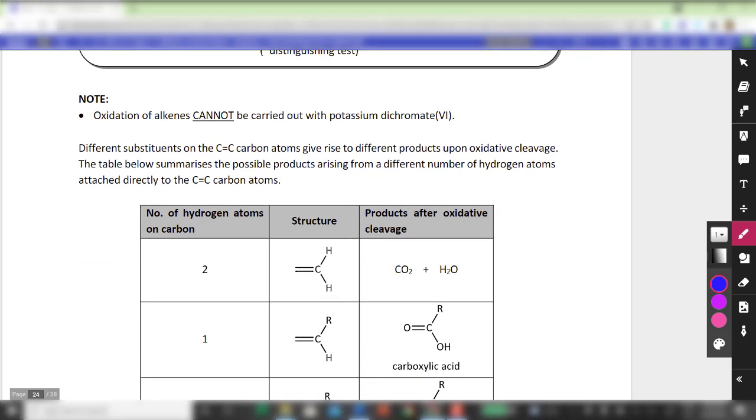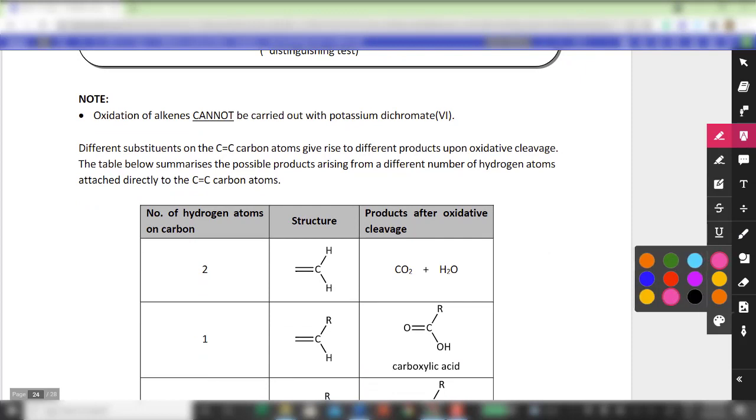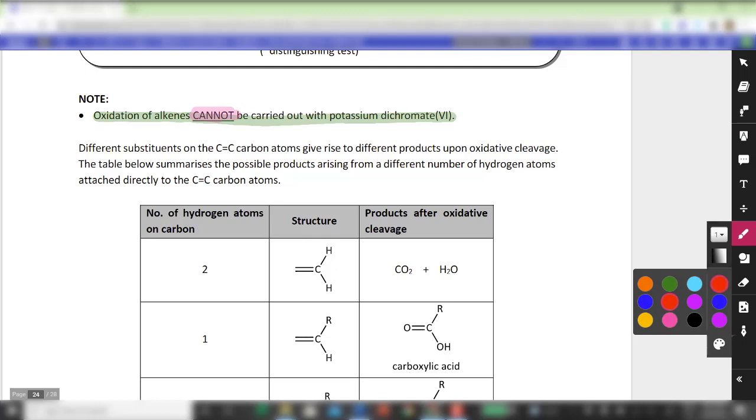Before we go into that, I might want to remind all of you that the oxidation of alkene cannot be carried out using potassium dichromate. So this is important, cannot. Because a lot of your seniors get confused. They thought that potassium dichromate can do that as well. So cannot. Only KMnO4.